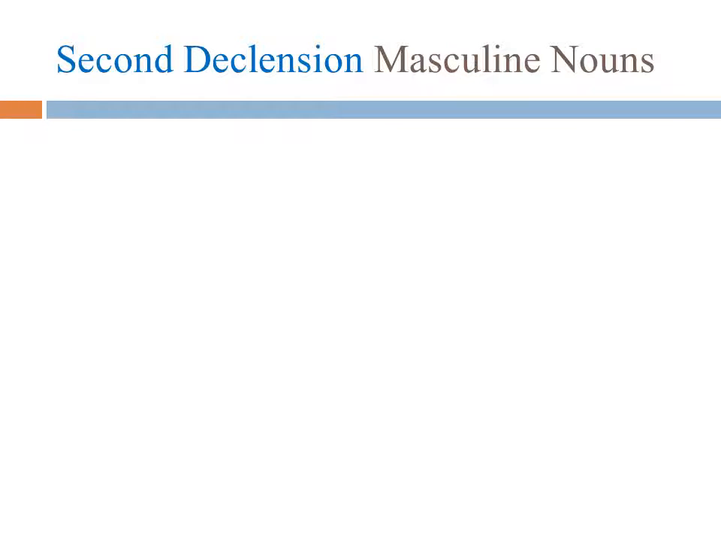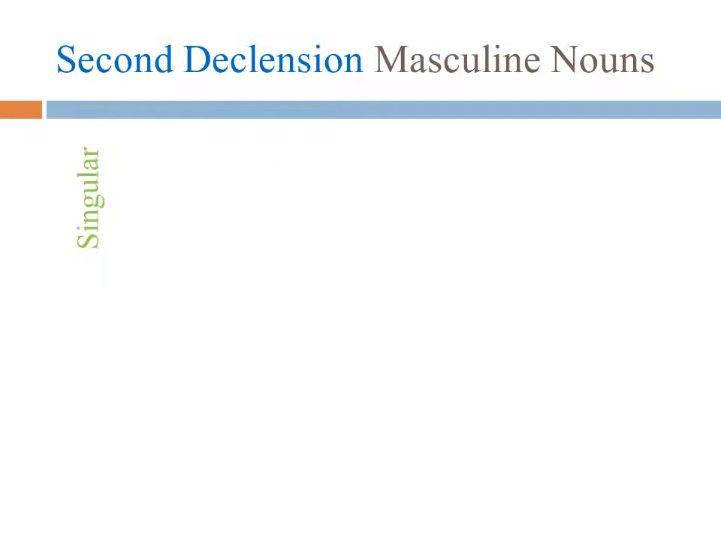Second declension, masculine nouns. We looked at first declension nouns, and remember the ending of a first declension was either an alpha or an eta. Second declension nouns end with omicron, so the root ends with an omicron. And while first declension is usually feminine, second declension is usually either masculine or neuter. We'll look at both. The masculine.